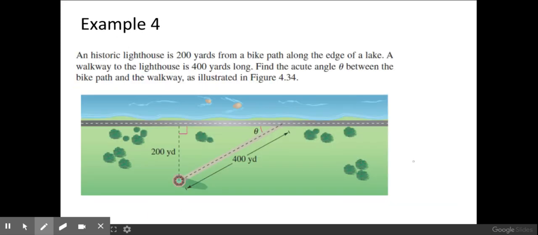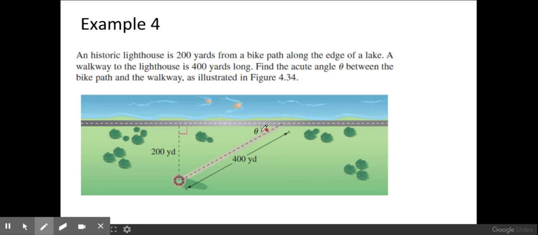So here now I have a word problem. A historic lighthouse is 200 yards from a bike path along the edge of a lake. So here is that. A walkway to the lighthouse is 400 yards long. Find the acute angle between the bike path and the walkway as illustrated in this figure.